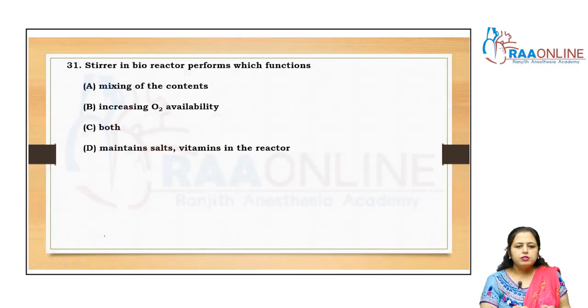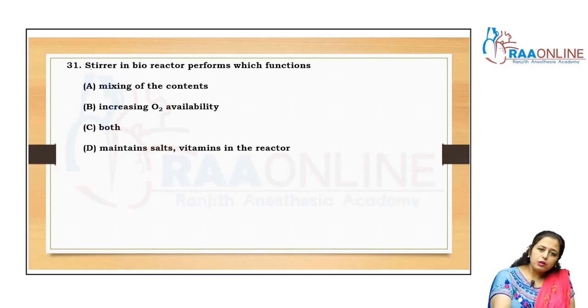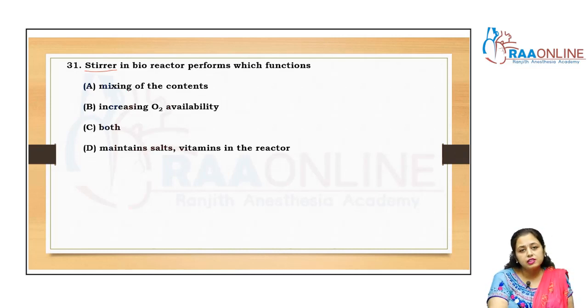Now come to the next. Stirrer in bioreactors performs which function? It helps in the mixing of the contents, increasing the oxygen availability, both, or maintains the salt and vitamins in the reactors. When we talk about the stirrer in the bioreactor, it helps in the mixing of the content as well as increasing the oxygen availability. So the answer is C.